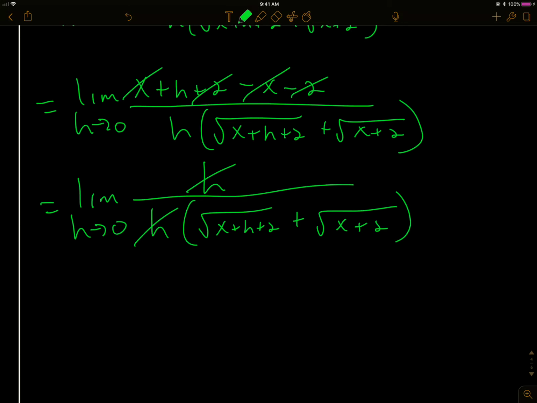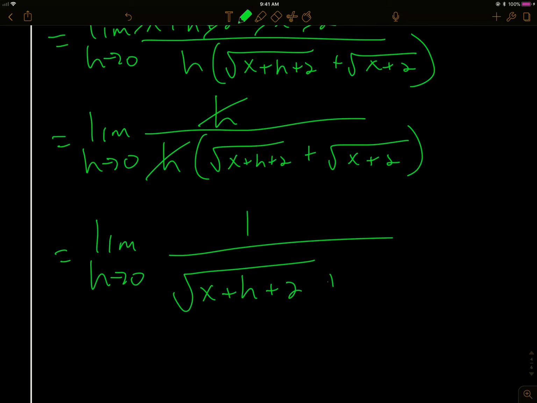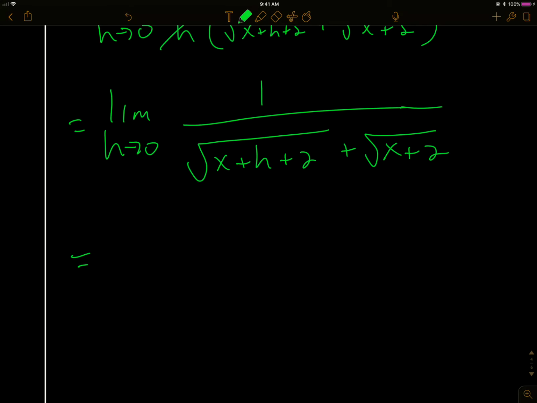This h was the problem. It now cancels or divides out. So I have 1 over the sum of the square roots. So now I can do my direct substitution. I plug in 0 for h.